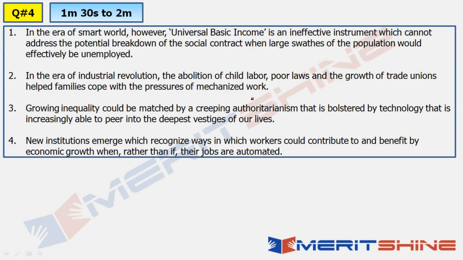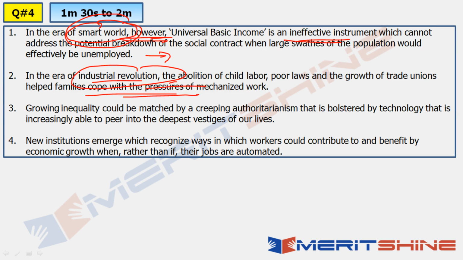Here, the most general statement is which one? If you look at all these statements: "In the era of smart world, however, basic income." Now, this cannot be the first sentence, so this is in addition to something. We are talking about a smart world where universal basic income is an ineffective instrument. Okay. "In the era of industrial revolution, growth of trade unions helped families cope with pressures of mechanized work." So this is about the industrial revolution which happened earlier, and the other is in today's world.